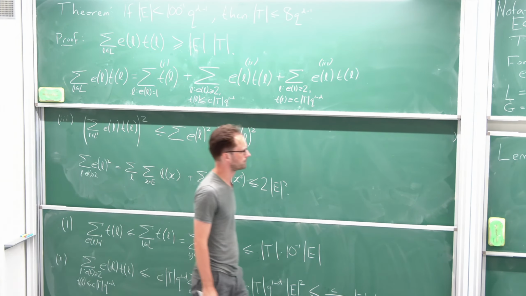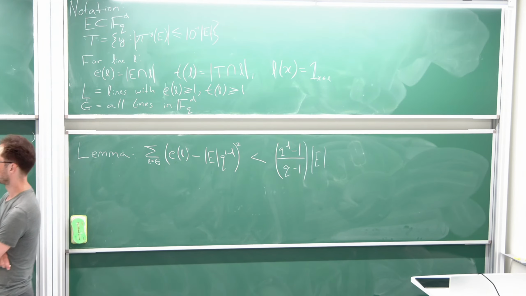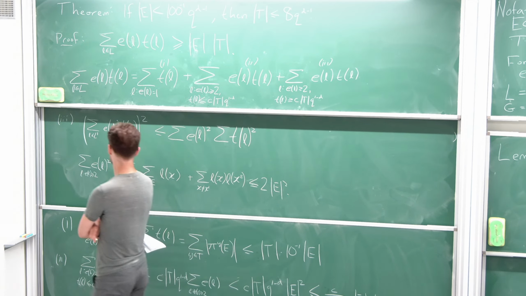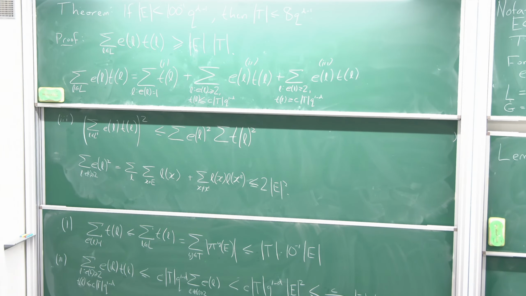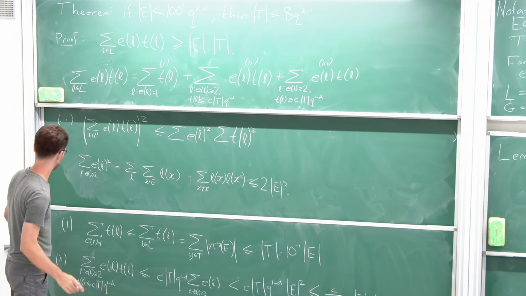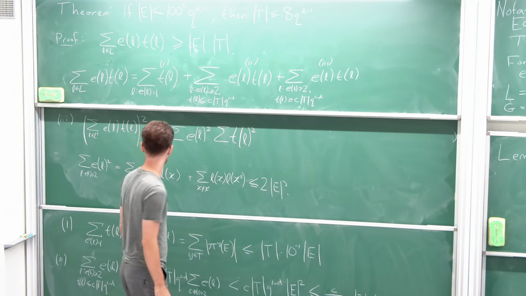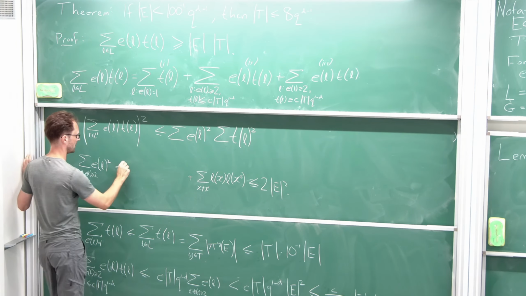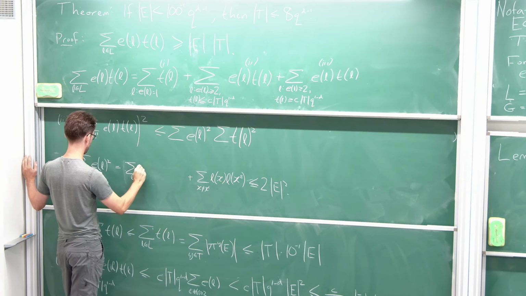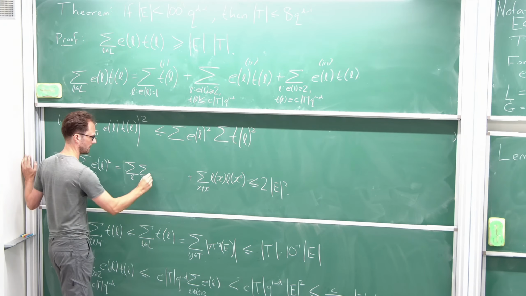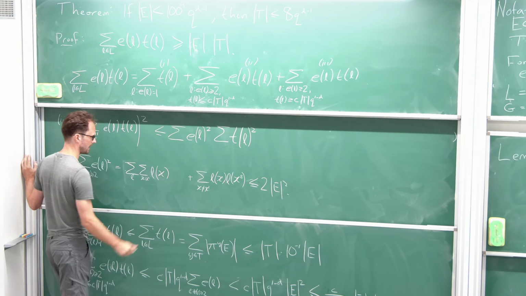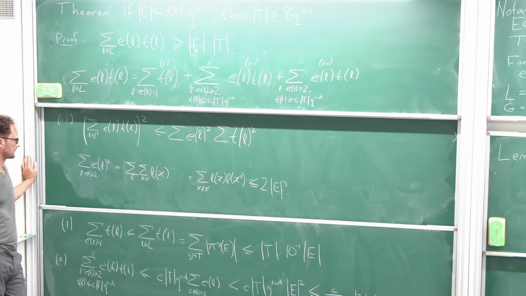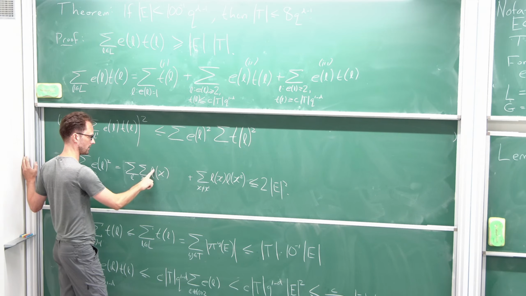Can you explain this equality a little bit? Right. Let's see. This is the sum over lines of pairs x and x prime of the indicator of whether the line contains x.